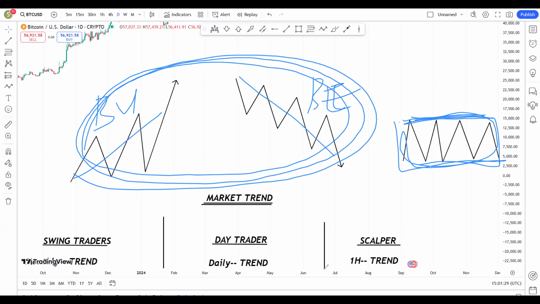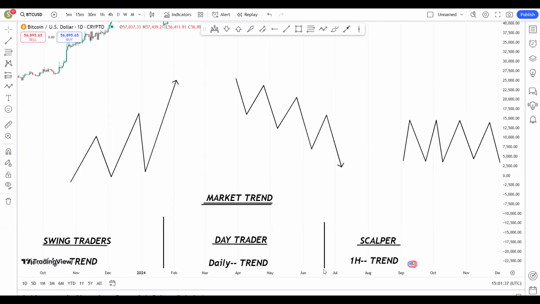Another way you can identify a trend on the market is through trend lines. Now let me take us to a real chart. Let me take this off. Let's take us to a real chart.